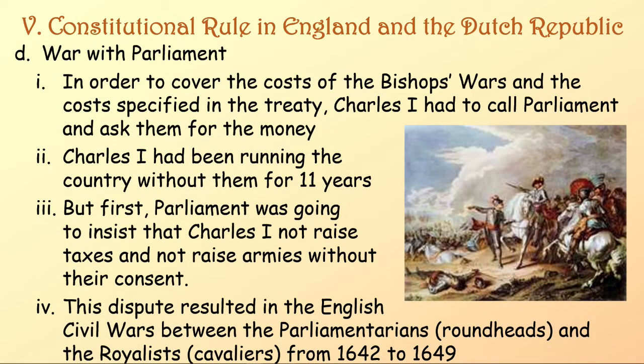War with Parliament. Now he got himself into a corner, because in order to cover the costs of the bishops' wars and the costs specified in the treaty, Charles I had to call Parliament and ask them for the money. And Charles I had been running the country without them for 11 years. So first, Parliament was going to insist that Charles I not raise taxes and not raise armies without their consent. And this dispute resulted in the English Civil War between the parliamentarians, also known as the Roundheads, and the Royalists, also known as the Cavaliers, from 1642 to 1649.